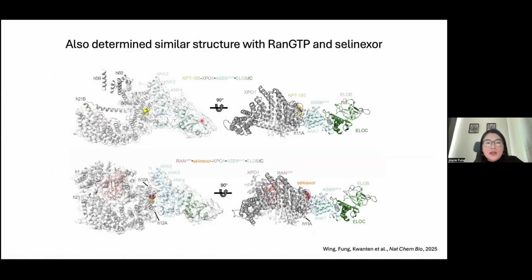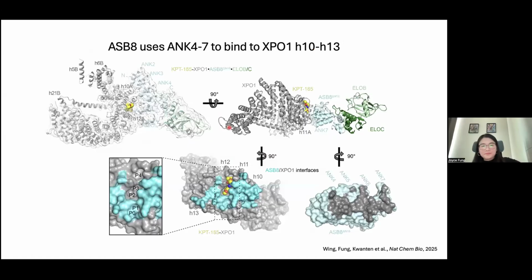So on the top is what I just showed you, the 185 conjugated version. She also did one with RAN GTP to try to stabilize the N-terminal of Expo1, and this time with selinexor, since that's the one that's in use. And they are both very similar, so I'm just going to focus on the top one first.